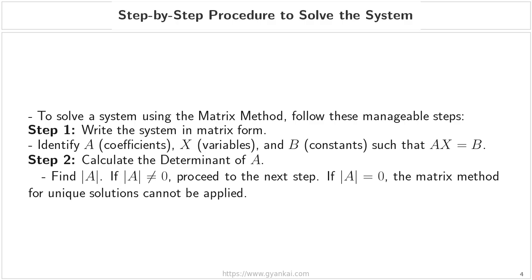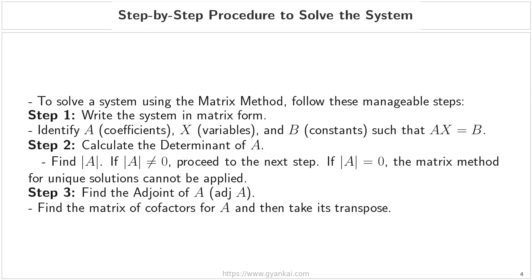Step 2. Next, you must calculate the determinant of matrix A. We denote this as the determinant of A. This is a crucial checkpoint. If the determinant of A is not equal to 0, you have a non-singular matrix, and you can proceed. However, if the determinant of A equals 0, stop right there. It means the matrix is singular, and this specific method for finding a unique solution cannot be applied.